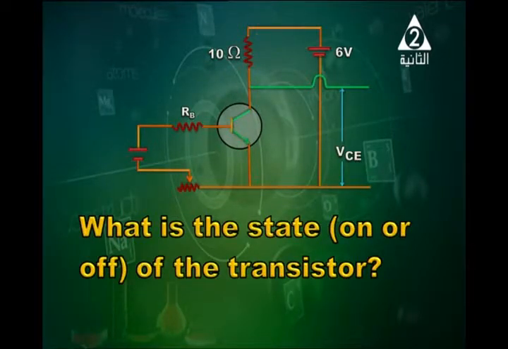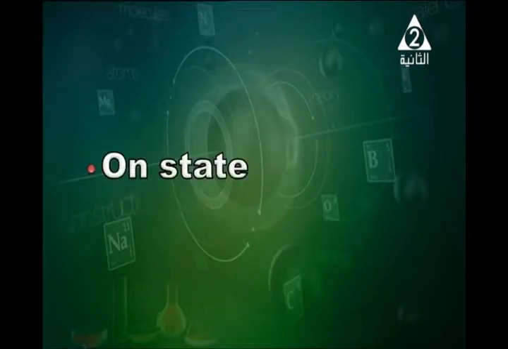Okay, what is the state of the transistor? Is it on or off? It is shown in front of you that the base is connected to the positive terminal. So it is in the on state.